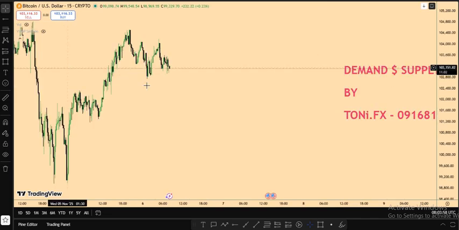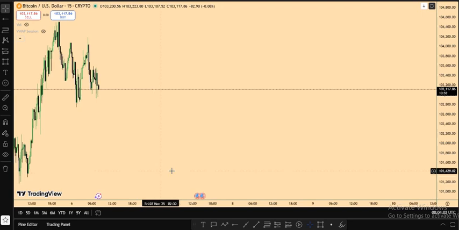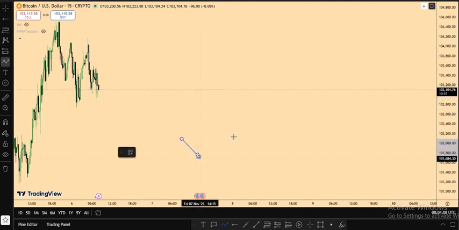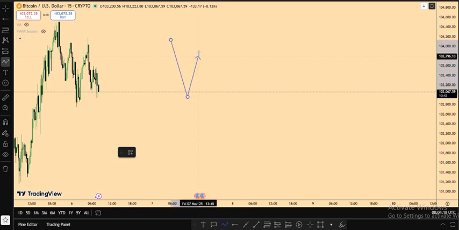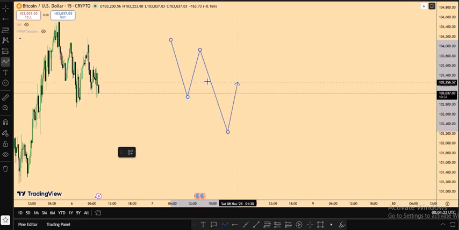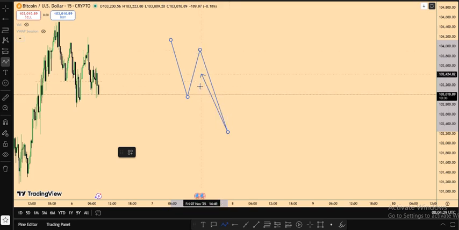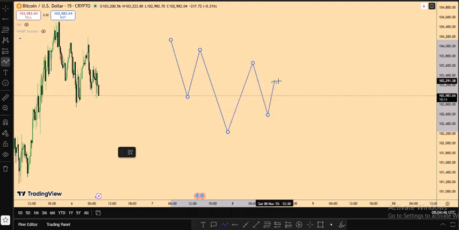So a supply zone, what is really a supply zone? A supply zone is a zone whereby price makes a lower high and a lower low, and then breaks structure. Now we are going to expect price to come back inside of this zone, between this lower high and this lower low, and then continue to go down, making another lower low.